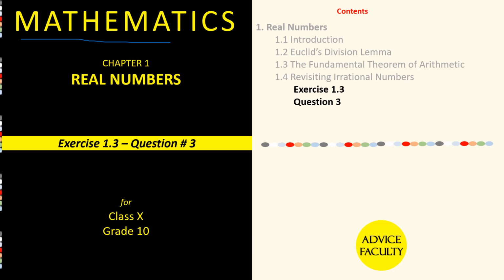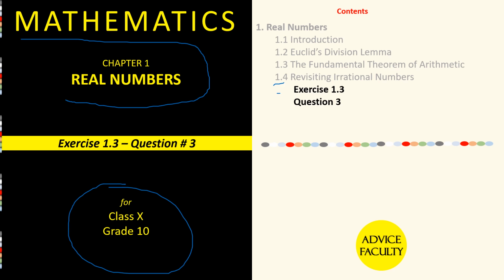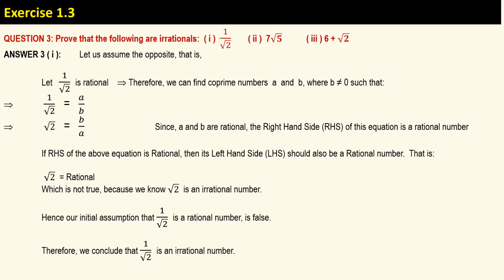Welcome to this session on mathematics, chapter 1 on real numbers for class 10, section 1.4, exercise 1.3, question number 3. Question number 3 says, prove that the following are irrationals. Let's solve part 1, which is 1 divided by square root of 2. And let's start by assuming the opposite. That is, let's say that 1 divided by square root of 2 is rational.